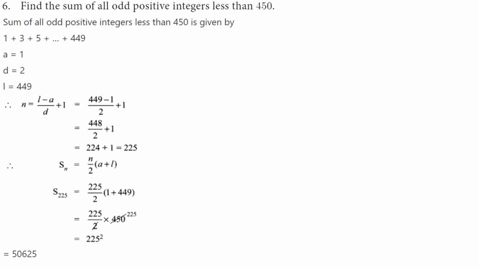If L is given, you have to find N with this formula: L minus A by D plus 1. Therefore 449 minus 1 by 2 plus 1, that is 448 by 2 plus 1, that is 224 plus 1 equals 225. Now we have to find the sum. Therefore Sn equals n by 2 into A plus L. S225 equals 225 by 2 into 1 plus 449, that is 450. The 2 and 450 cancel, you get 225. Therefore 225 into 225 equals 50,625.